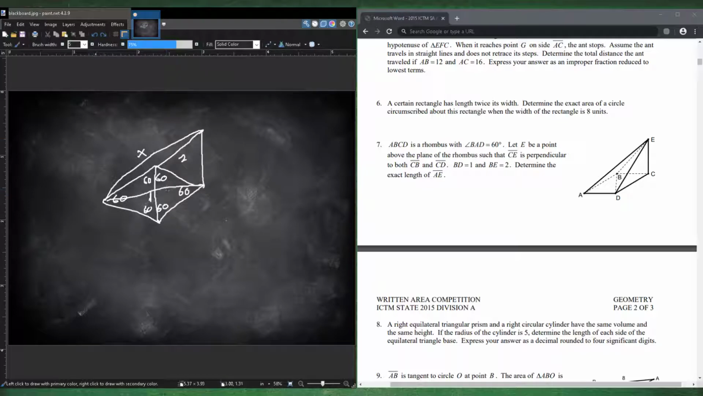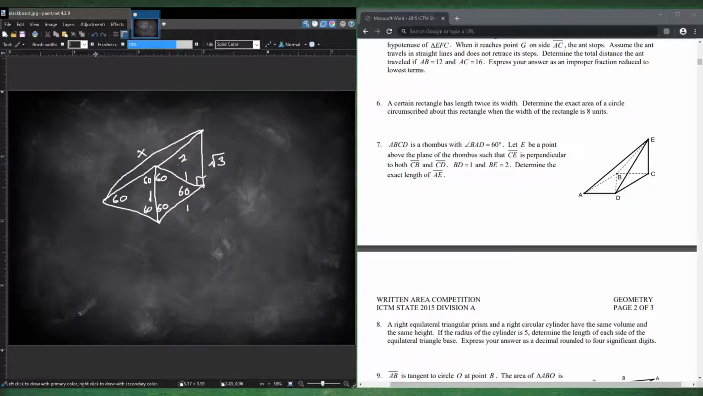First, we know this is 1, since this is all equilateral, so that's 1 and this is 1. This is a right triangle because that's perpendicular, so we need to get this length: 1 squared plus the height squared is equal to the hypotenuse squared, which is 2 squared. So that's 4 minus 1, which is 3, and then h would be the square root of 3.